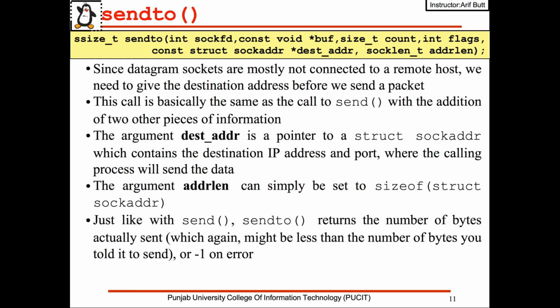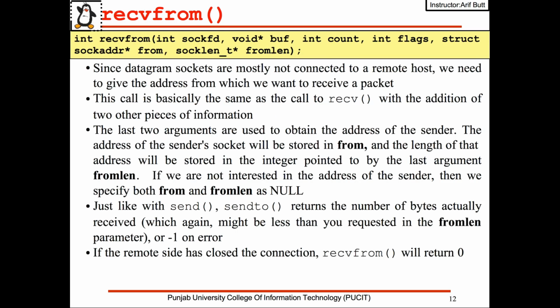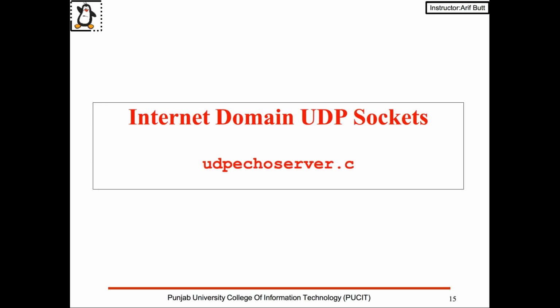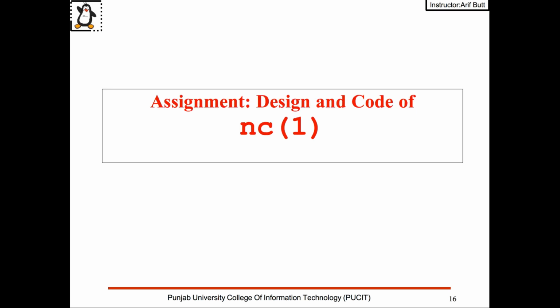So we have talked about sendto, we have talked about recvfrom, the UDP daytime client we have written, the UDP time client we have written, and the UDP echo server we are done with as well. Okay, so today again we conclude with an assignment. Dear students, please study the famous Unix nc netcat utility, famously known as the TCP/IP Swiss Army knife.